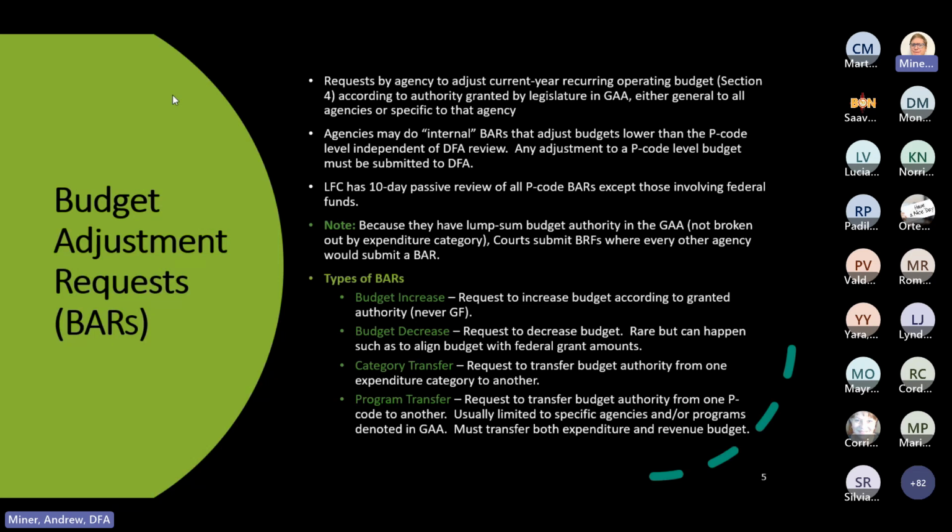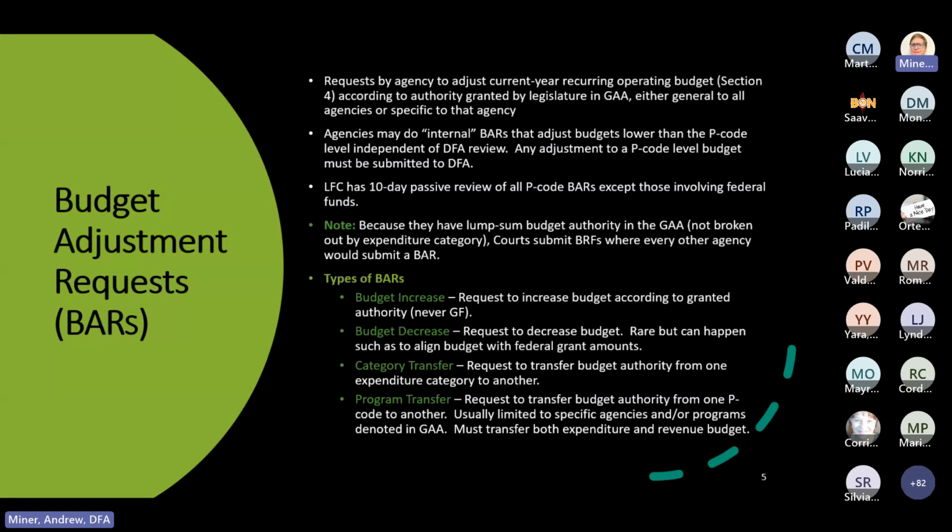A budget decrease, which is obviously a request to decrease your budget. These are fairly rare, but you can do them. The most common example that you might use a budget decrease for is to decrease your federal budget. Like say you got notice from your federal granting agency that for some reason you're getting less federal money this year than you thought you were going to, or that you originally set up your budget for. And so you want to decrease your budget accordingly so that you don't overspend it, right? And you want to match it with the actual grant award. That's maybe the most common reason why you do a budget decrease bar.